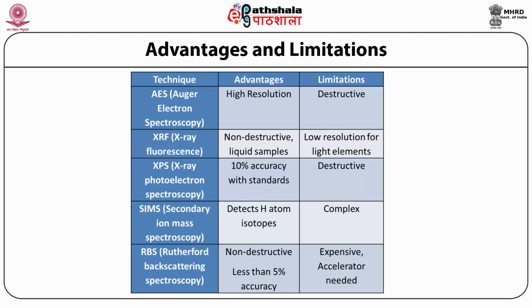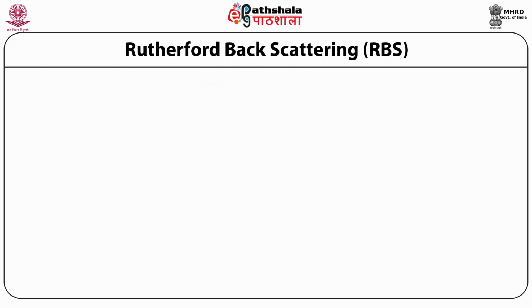The secondary ion mass spectroscopy has an advantage of detecting hydrogen atom isotopes, but it is very complex. Finally, the Rutherford backscattering spectroscopy has an advantage of being a non-destructive technique, and the accuracy is less than 5%. The limitation of this technique is that it is expensive and an accelerator is needed. Rutherford backscattering, an overview.